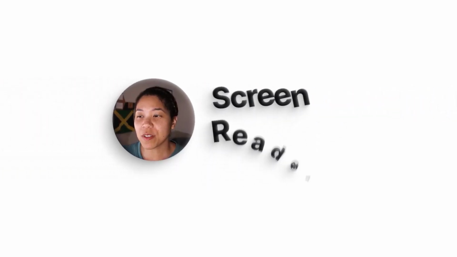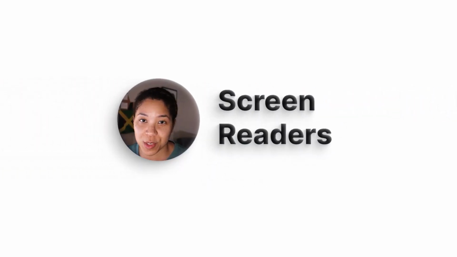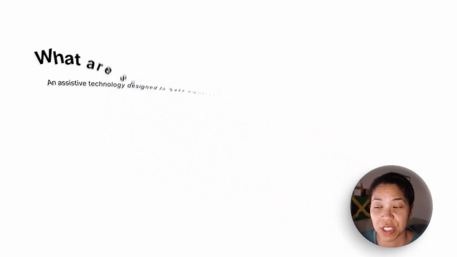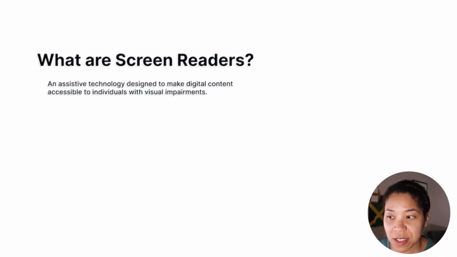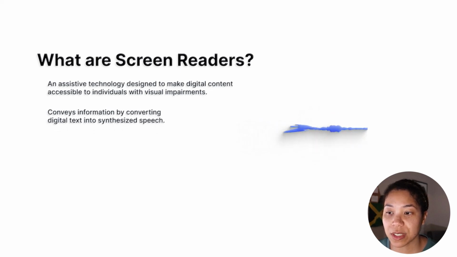Screen readers are one of the numerous assistive technologies available to users. In this lesson, you will learn what screen readers are, what options are available based on your operating system, and some common features and navigation techniques. A screen reader is an assistive technology designed to make digital content accessible to people with visual impairments. Screen readers convey information by converting text into synthesized speech, which can be heard through a computer's speakers or headphones.